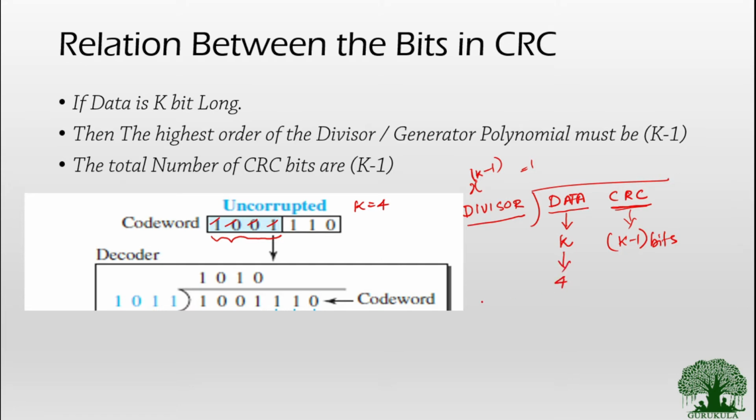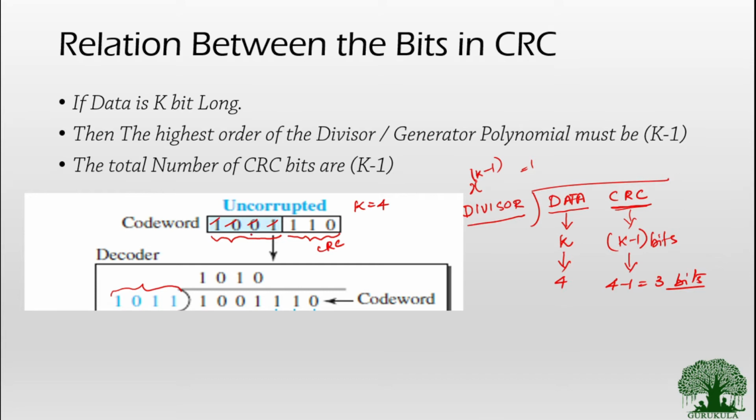Fine. So for 4 bits of data, how many CRC bits do I need? I will have k minus 1 bits. So in our example, 4 minus 1, 3 bits of CRC is required. So that is what the 3 bits of CRC appended to my data. Fine. So now coming to the divisor. This is the divisor that is being used for generating the CRC.